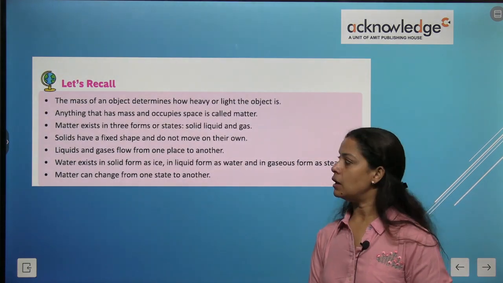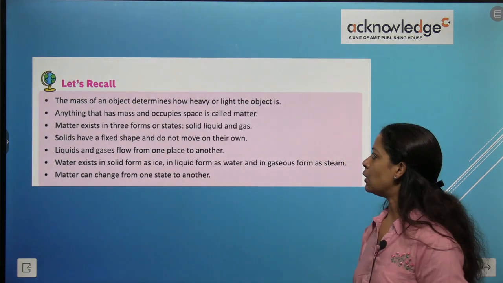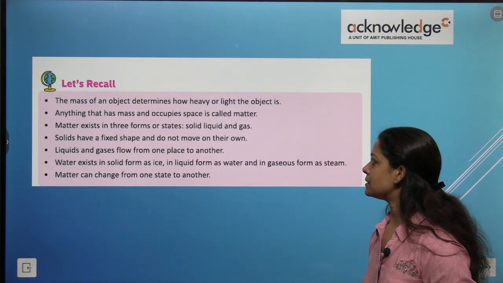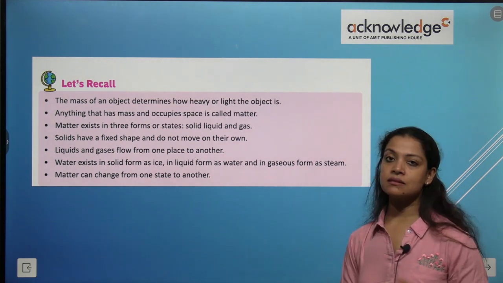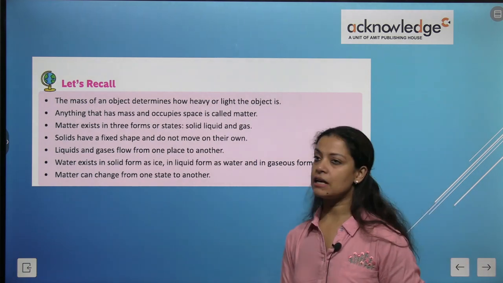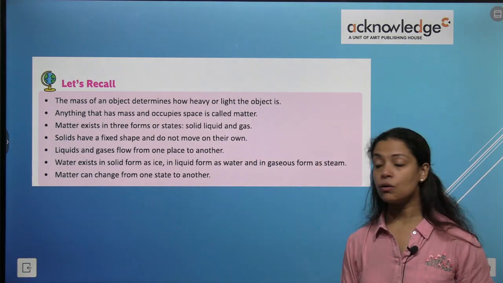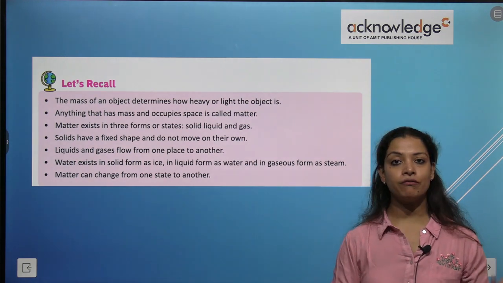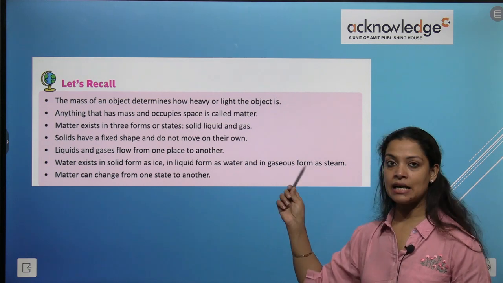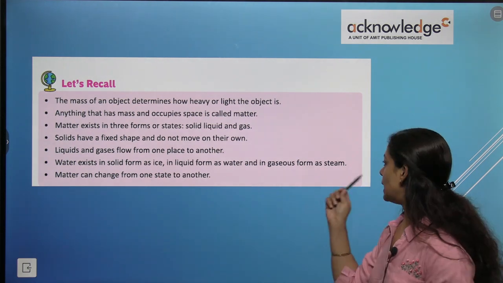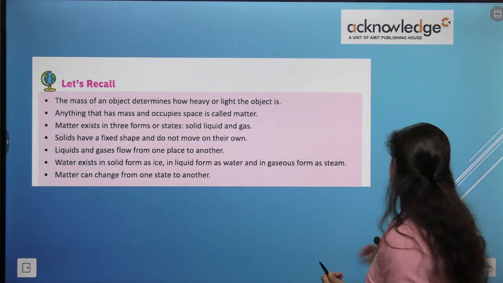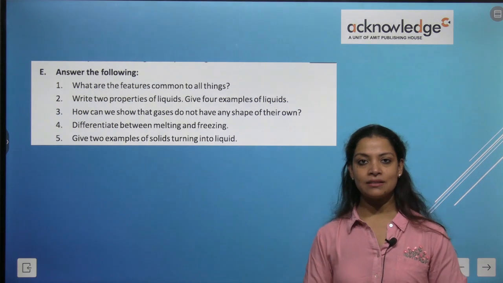So let's recall, the mass of an object determines how heavy or light the object is. Anything that has mass will occupy space and it is called matter. Matter exists in three states, that is solid, liquid and gas. Solids have a fixed shape and they do not move on their own. Liquids and gases flow from one place to another. Water exists in solid form as ice, in liquid form as water and in gaseous form as steam. Matter can change from one state to another. Correct? Now let's quickly try to answer some questions.